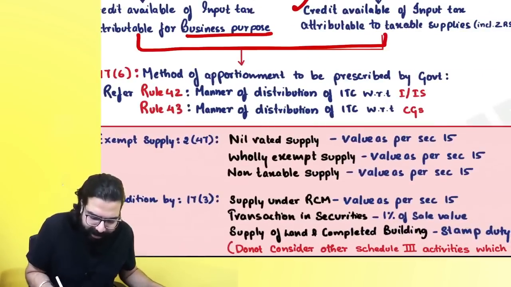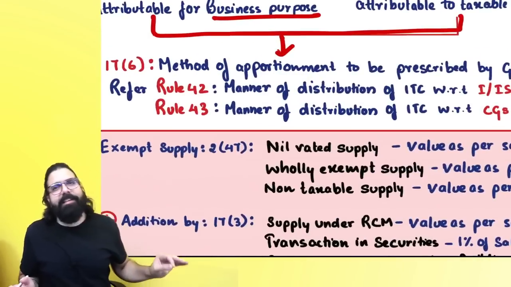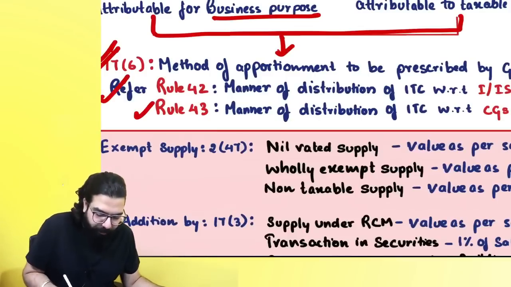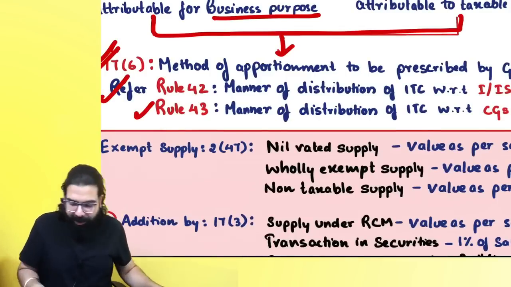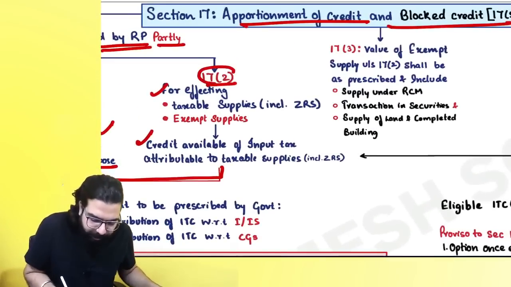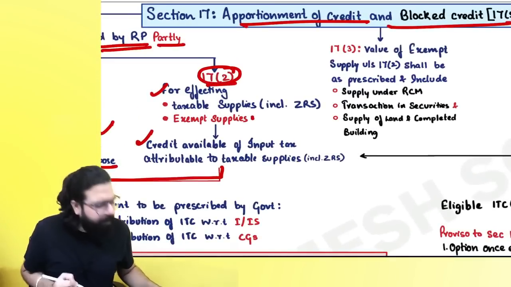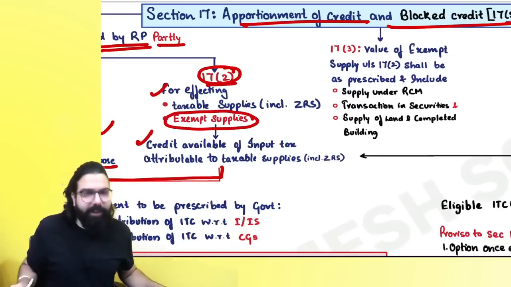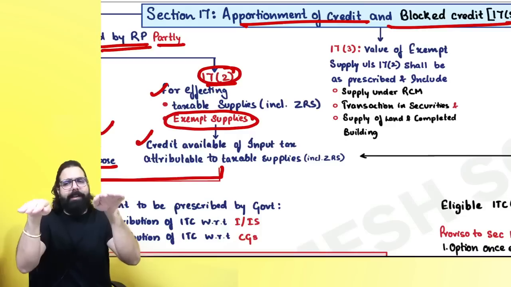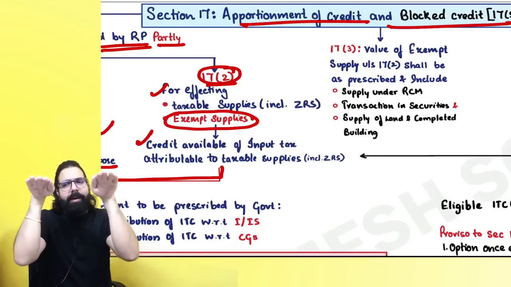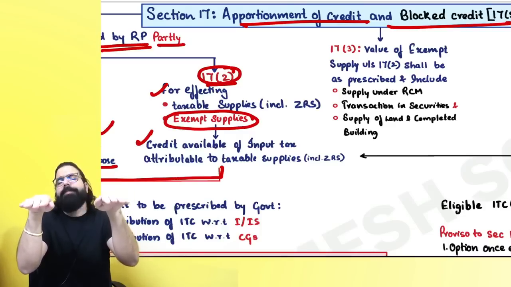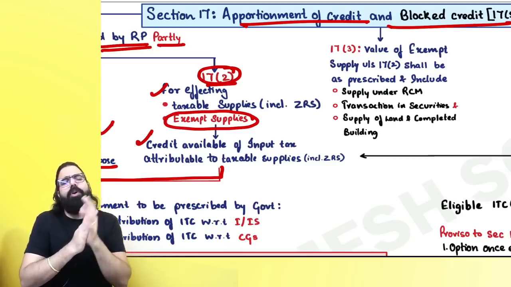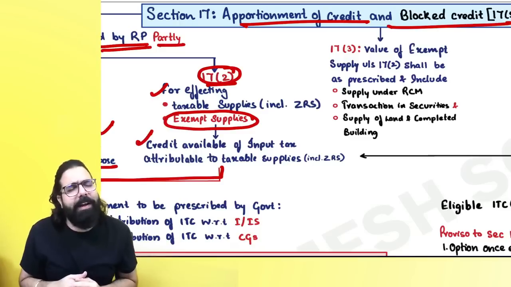Sir, how much will I get? How much will I not get? Section number 17.6 says the government will prescribe the method, and the government has prescribed rule number 42 and rule number 43. Now everyone, in section number 17.2, listen. If I am doing taxable supply and exempt supply, then I will get the credit only relating to taxable supply. Exempt supply credit I will not get.